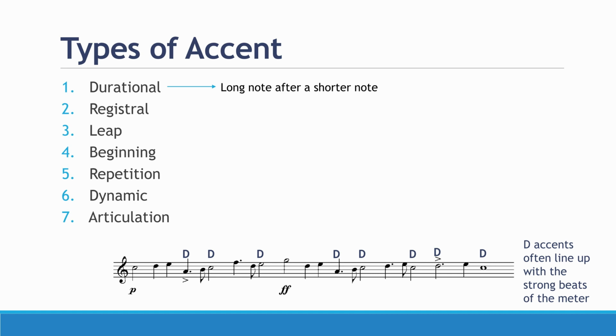Durational accent can be really useful to figure out because these durational accents often line up with the strong beats of the meter. They're very often on beat 1, for example, or in a 4/4, for example, might be on your beat 3, your so-called medium beat. And so you can see in my example that those durational accents are spaced somewhat regularly compared to one another.